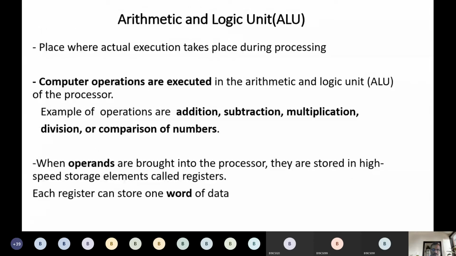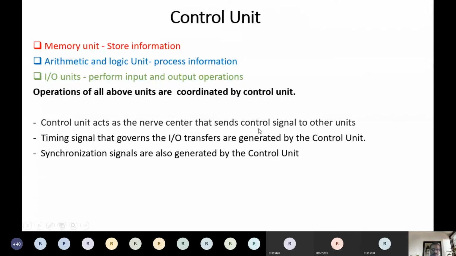The arithmetic logic unit does addition, subtraction, multiplication. It takes the operands in the instruction and does the addition, subtraction, multiplication. Operands here may be A and B in an instruction, A plus B. The addition is done by the arithmetic logic unit, ALU. The control unit controls the memory unit, the arithmetic logic unit, and the IO units.